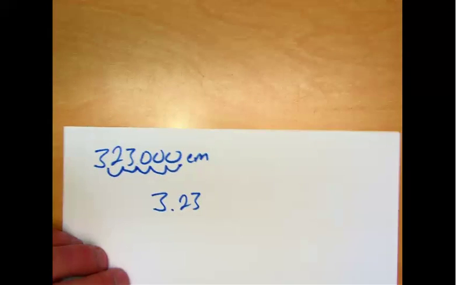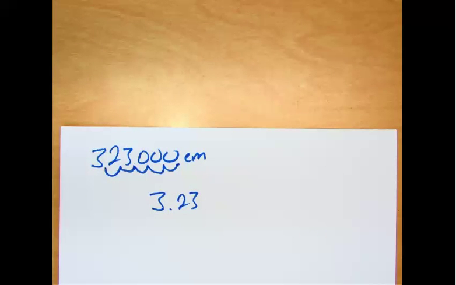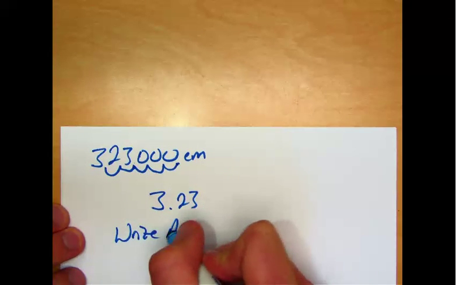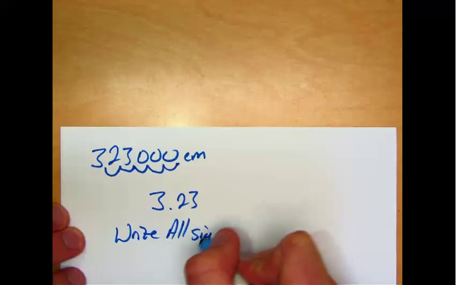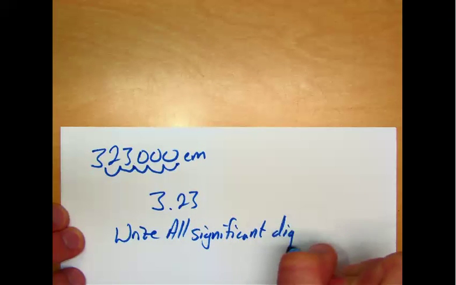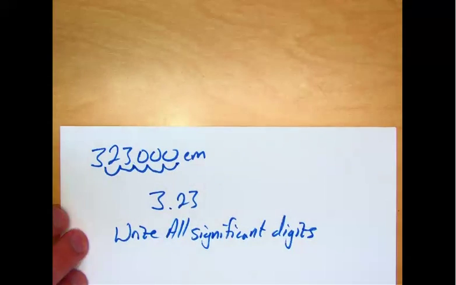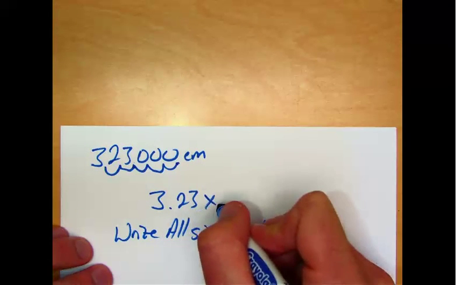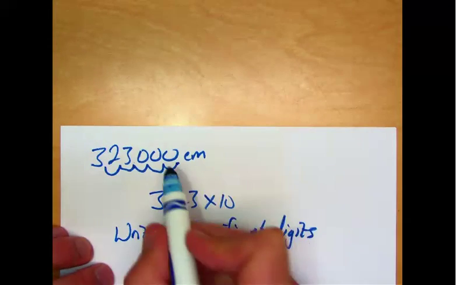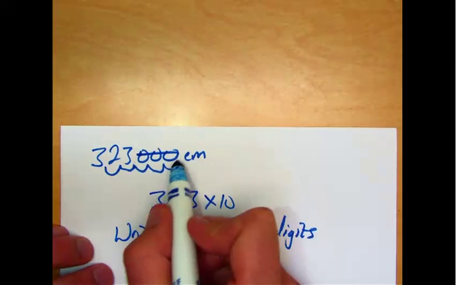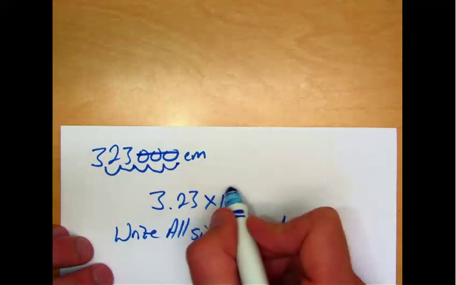3.23. We write all numbers that are significant. So write all significant digits in our coefficient. And then the rest drop out. So the real purpose behind scientific notation is to get rid of our leading or lagging zeros. So our new number is 3.23 times 10 to the 1, 2, 3, 4, 5th power.